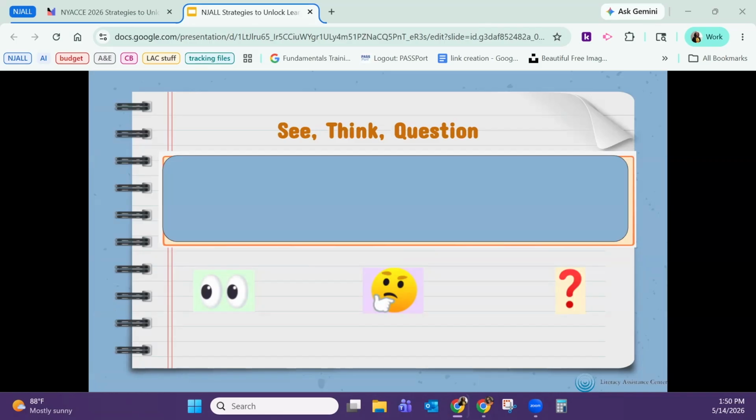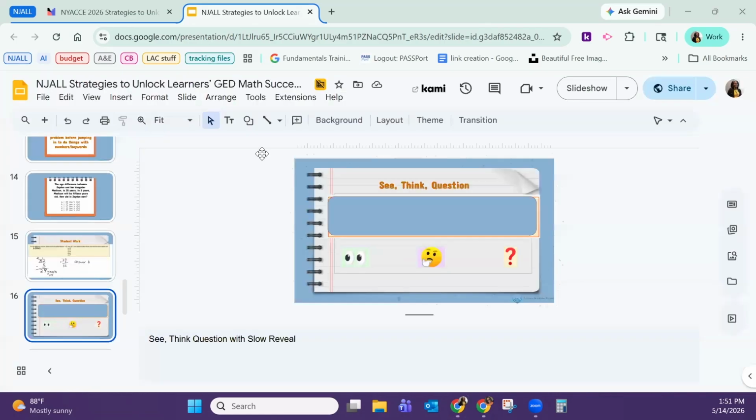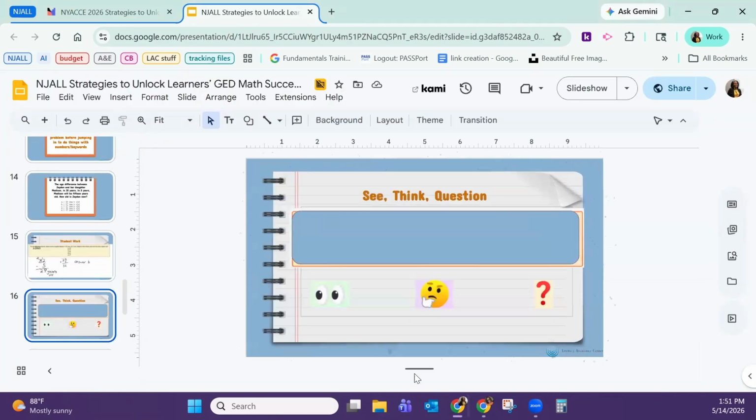So I'm going to have to come out of our slideshow so that I can slowly reveal it to you. We'll have to do it quickly because it's 1:51. So I'm going to come out of the slideshow. Hopefully you can see it and make it as big as possible. Let's see if I can make it better. Okay. See, think, and question.